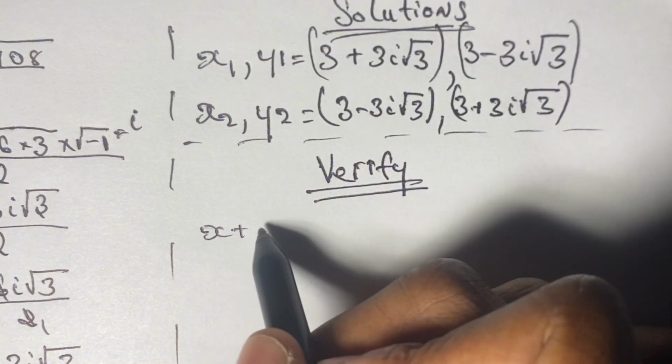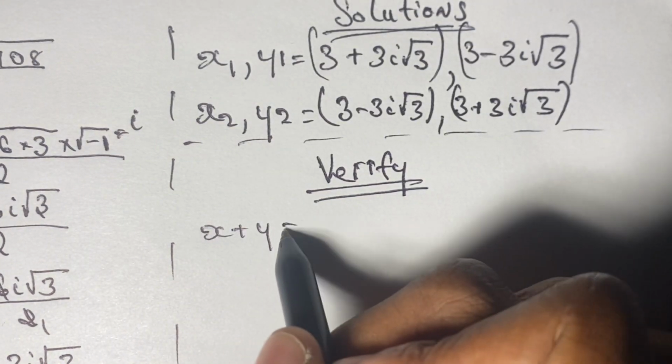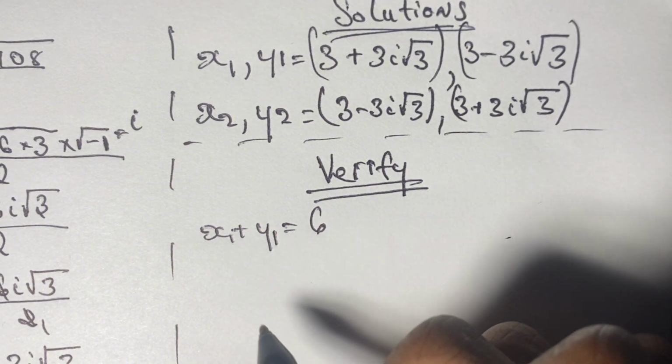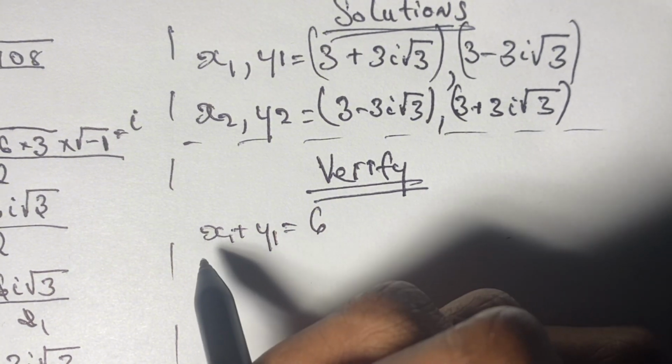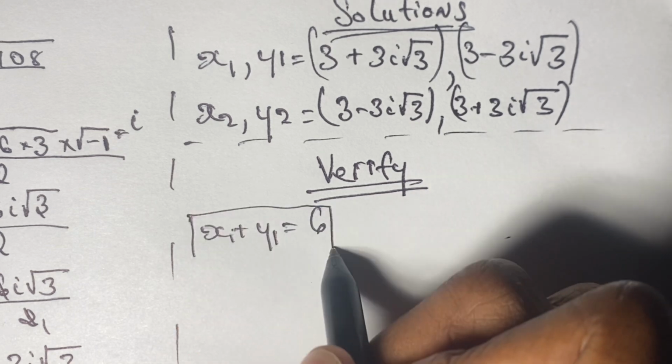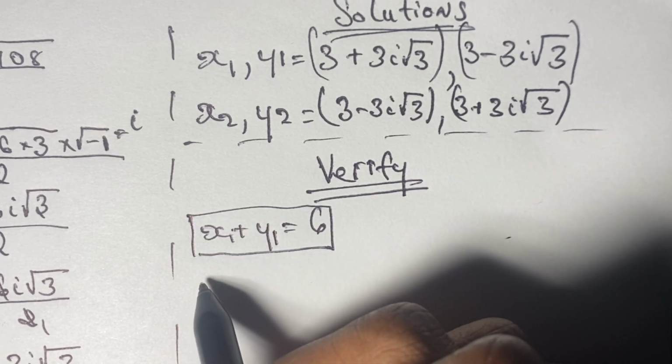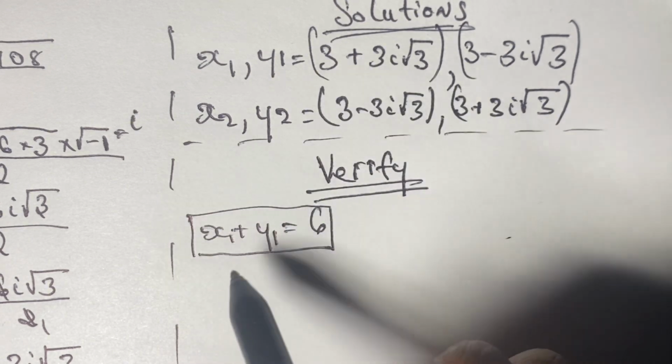So in verifying our solution, we take our equation 1. We have x plus y is equal to 6. Now we can choose either of the solution pairs. For this video, we'll be going with our first solutions for x and y. So we see that x plus y is equal to 6. So let us see if we can verify that.